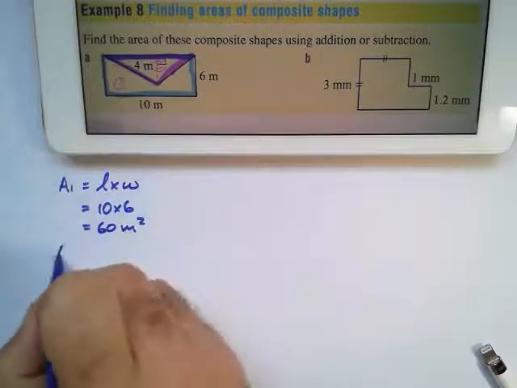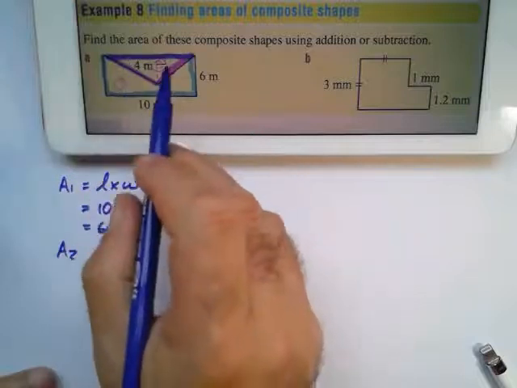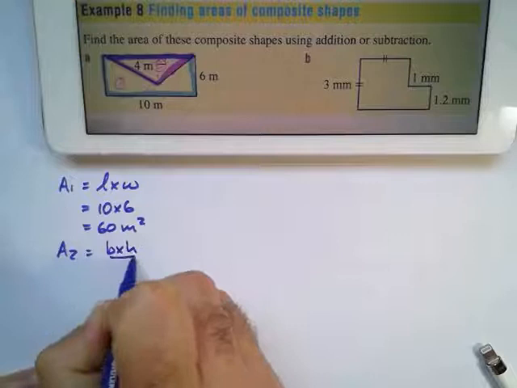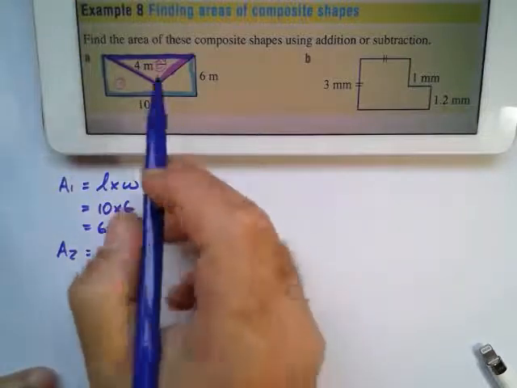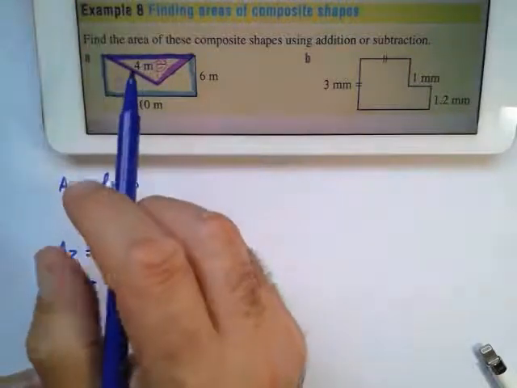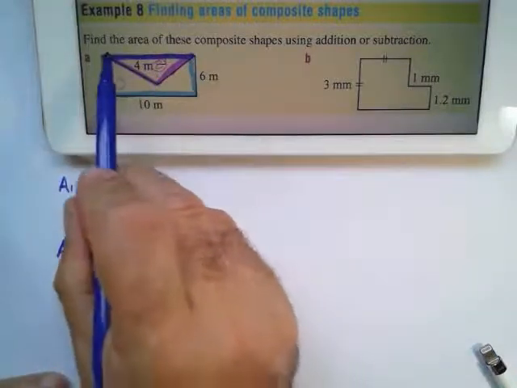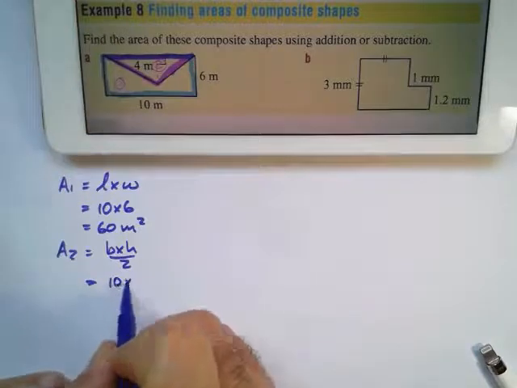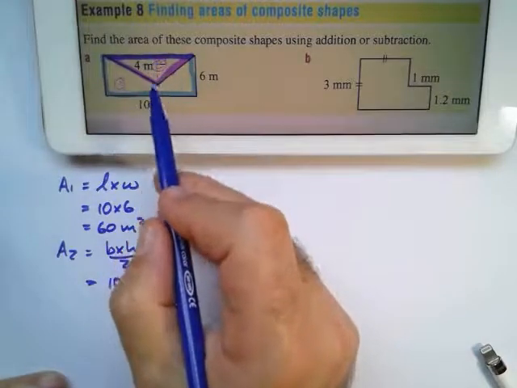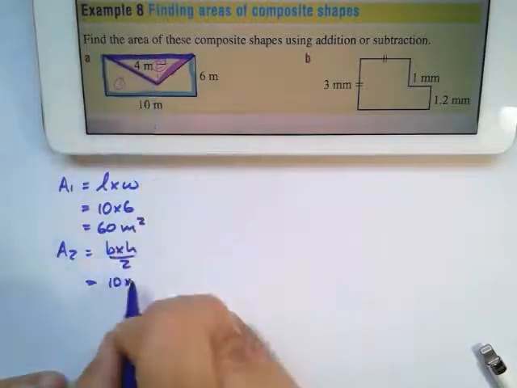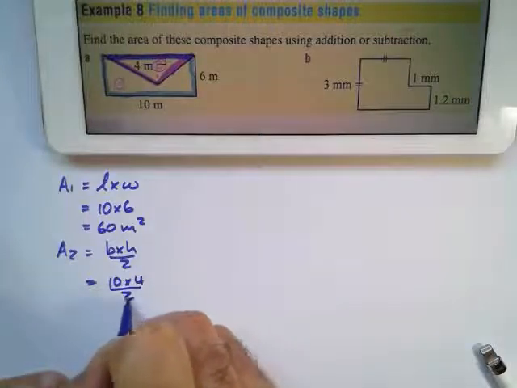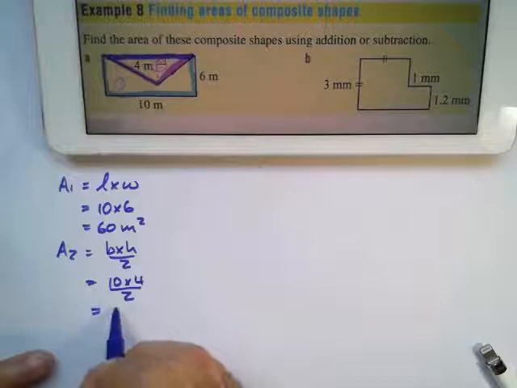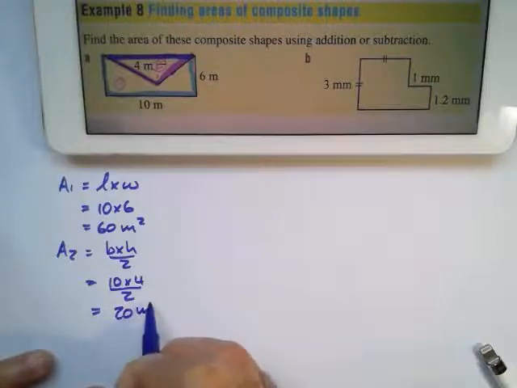I'm then going to say area 2, which is my triangle. The triangle is base times height divided by 2. The base of this triangle is 10 meters. The height is this little bit over here, which they say is 4 meters. And I have to divide that by 2. So 10 times 4 is 40. 40 divided by 2 is 20 meters squared.